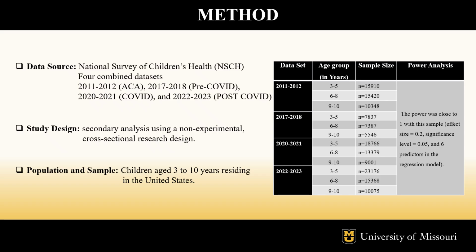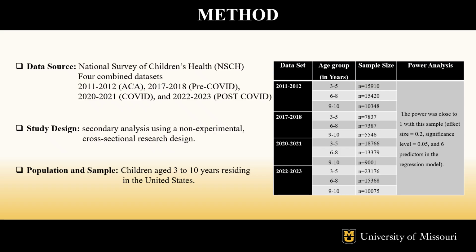Now, I will discuss the method of this study. This study uses data from the National Survey of Children's Health, combining four data sets: 2011 and 2012, then 2017 and 2018, then 2020 and 2021, then 2022 and 2023. These datasets allow us to examine trends in childhood mental and behavioral health across different historical periods and policies, including around the time of the Affordable Care Act, then pre-COVID, during COVID, and post-COVID.